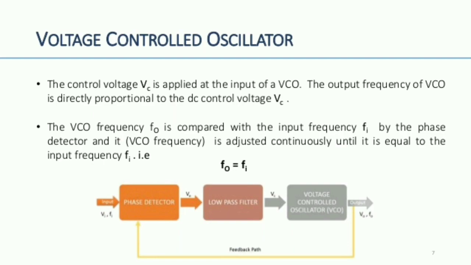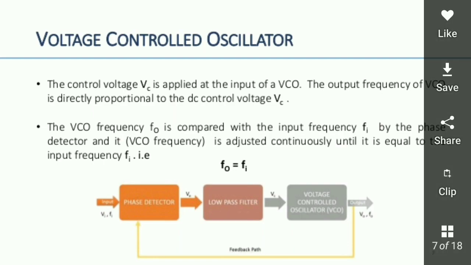So that completes the block diagram. It consists of three blocks: the phase detector, the low pass filter, and the voltage controlled oscillator. The phase detector compares the two signals, that is the input signal and the feedback voltage, and produces a DC output. That DC output is called the error voltage. That error voltage is passed to the low pass filter.